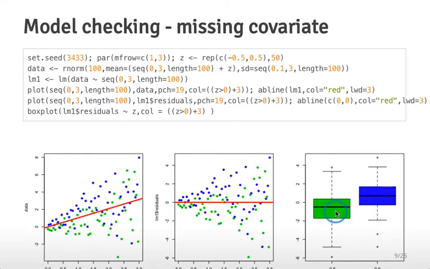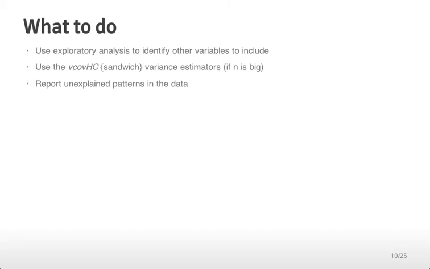And so this is a way that you can diagnose whether that variable is playing a role in the analysis that you're going to be doing, by looking at these sorts of plots colored by the third variable. So first thing that you can do is use this exploratory analysis to identify other variables, which you can then include in the model that you're using to relate y to x. You can again use the model agnostic or robust standard error variance estimators if n is big.